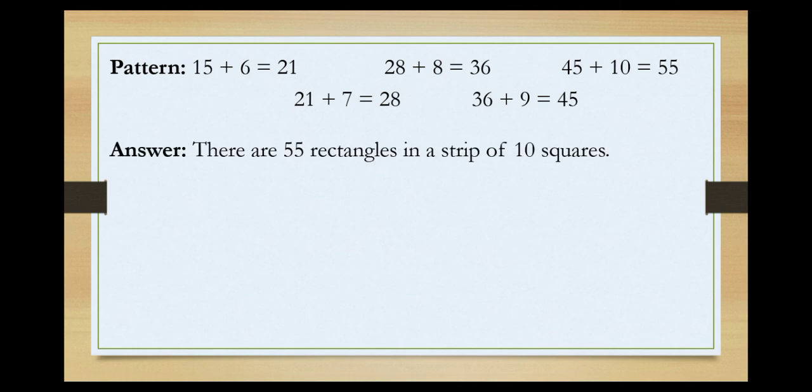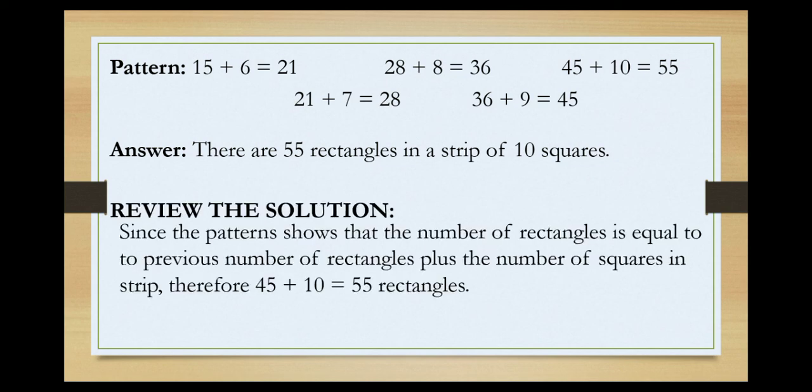Answer. There are 55 rectangles in a strip of 10 squares. Review the solution. Since the pattern shows that the number of rectangles is equal to the previous number of rectangles plus the number of squares in the strip, therefore, 45 plus 10 is equal to 55 rectangles.